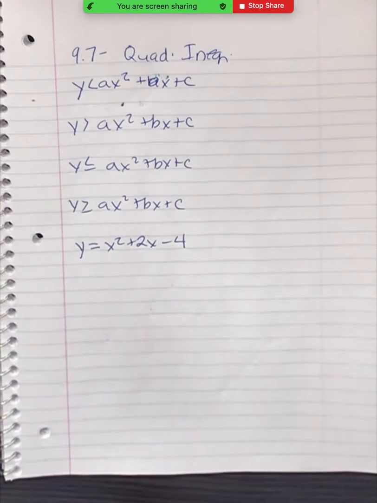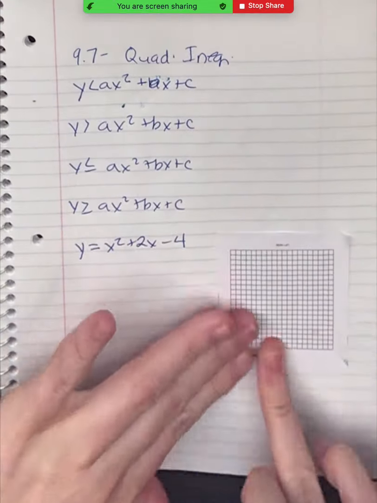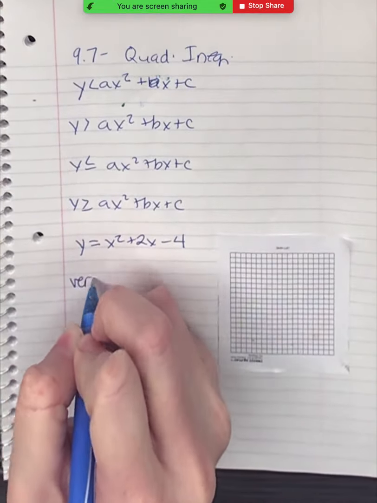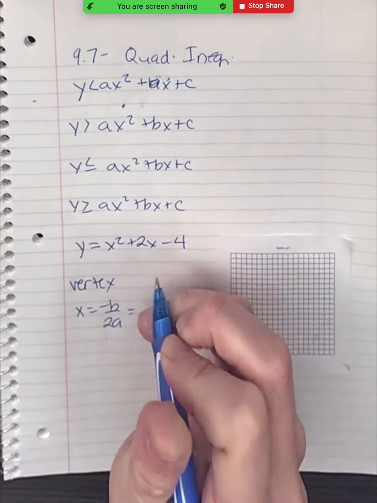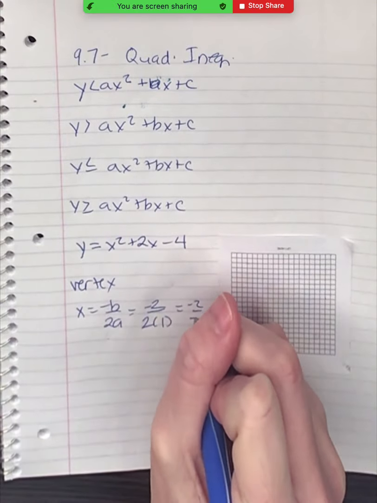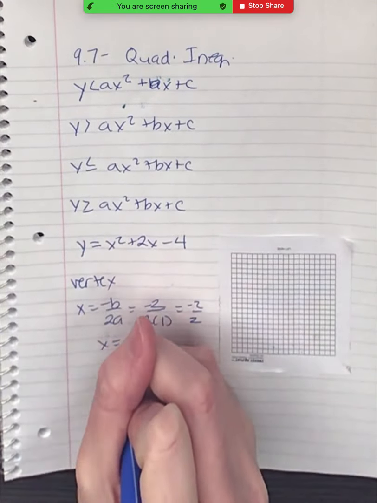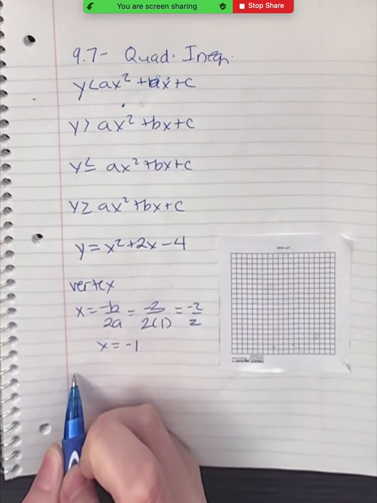Like we graph quadratic equations, okay? So you find the vertex. And that's at the opposite of b over 2a. So negative 2 over 2 times 1. So the x-coordinate of the vertex is negative 1. And then you plug that in to find the y-coordinate.